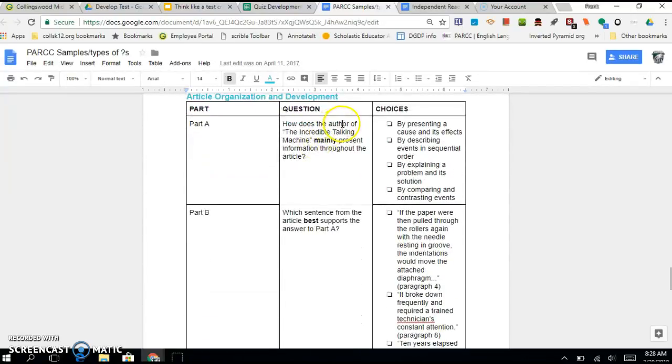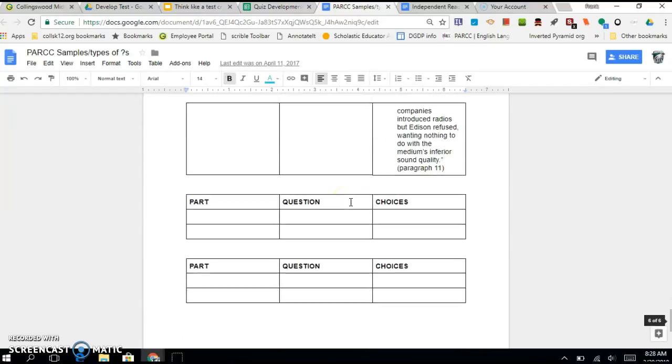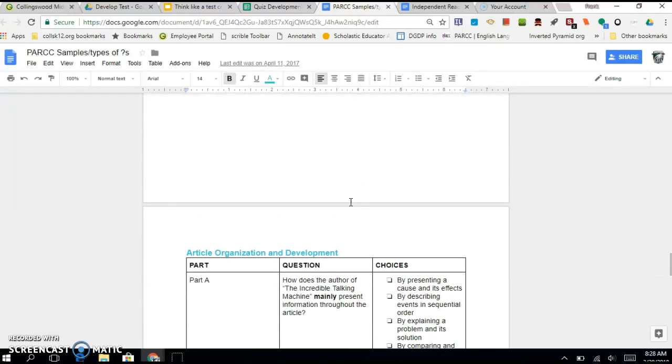The organization. How does the author mainly present information? Is it cause and effect? Is it sequence? Is it problem solution? Are they comparing and contrasting events? So you can kind of go back through this and look at samples of questions.